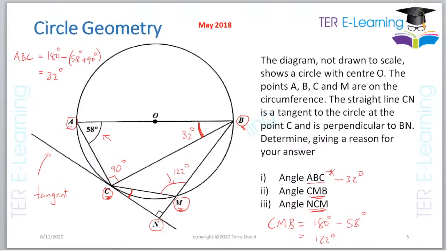So look carefully at what they want us to find. NCM is this angle here. I'm seeing Emma is saying 58 degrees.